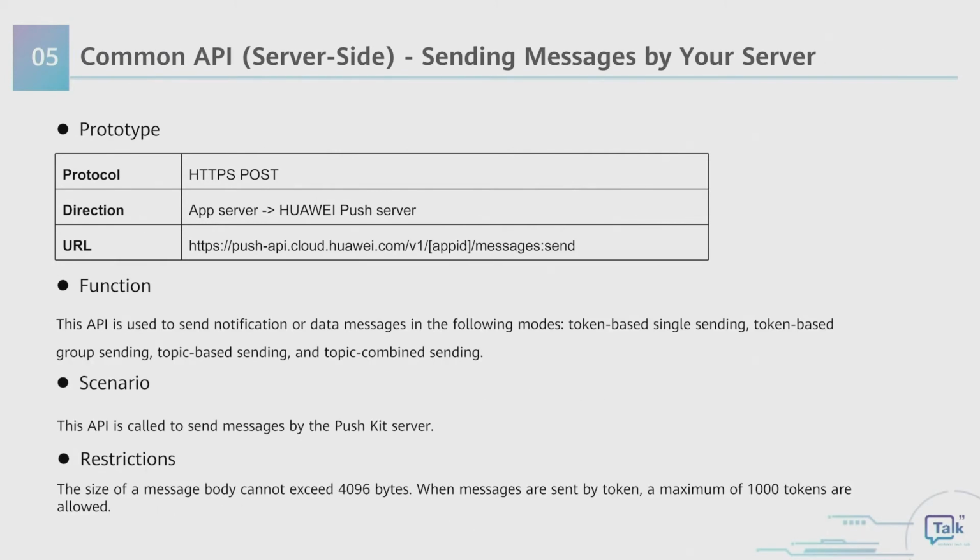We also have the send message API, which the app's server can use to send messages to the PushKit server. This API can be used to send both notification messages and data messages, and it also supports token-based single sending, token-based group sending, topic-based sending, and topic-combined sending.